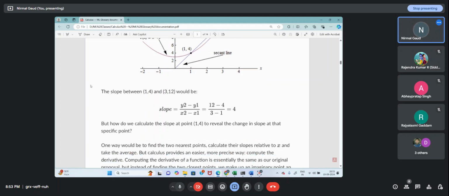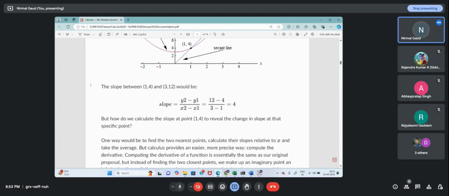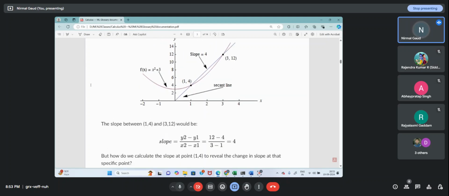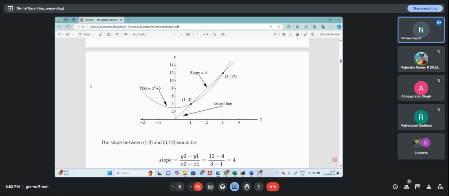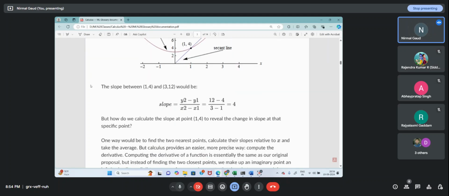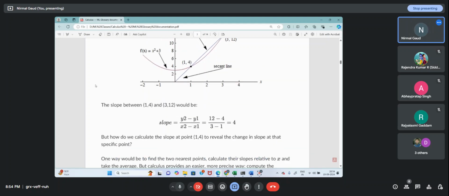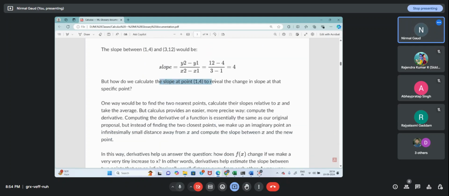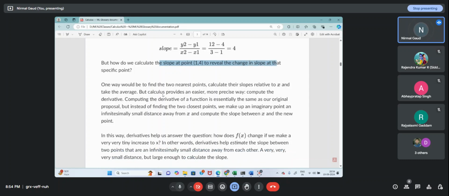So it would be y2 minus y1 upon x2 minus x1. This is how you calculate the slope. Okay, and y2, y1, x2, x1 are all given to you. This is x1, y1, that is 1 4. This is x2, y2, 3 and 12. Slope is y2 minus y1 upon x2 minus x1. Okay, so we are talking about rate of change.